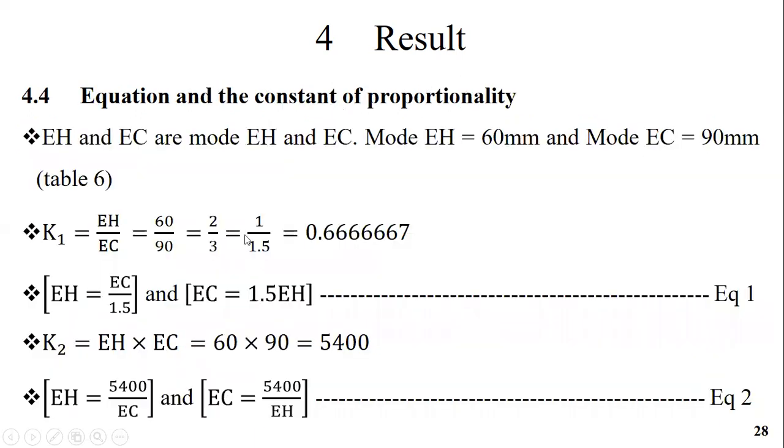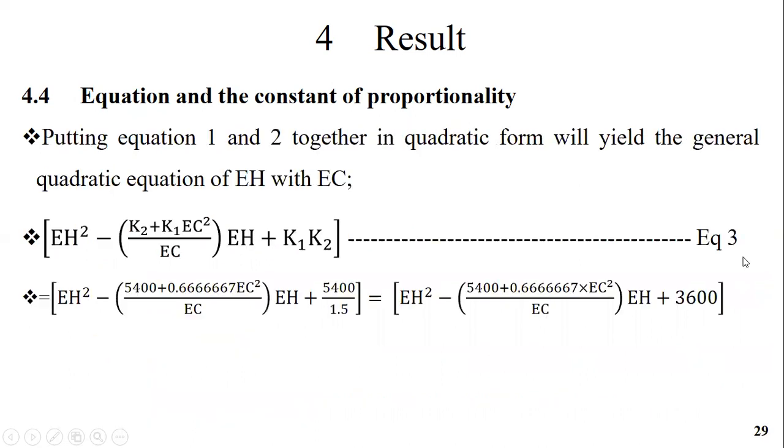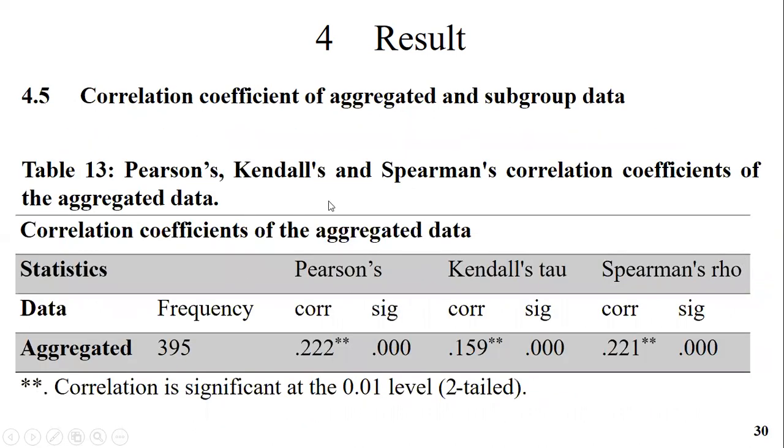When we put it in the form of an equation, K1 will be equal to 0.66667, and K2 will be equal to 5,400. This table shows the correlation of the aggregated data: the Pearson correlation is 0.222, Kendall's is 0.159, and Spearman's is 0.221, at a significance level of less than 0.01.